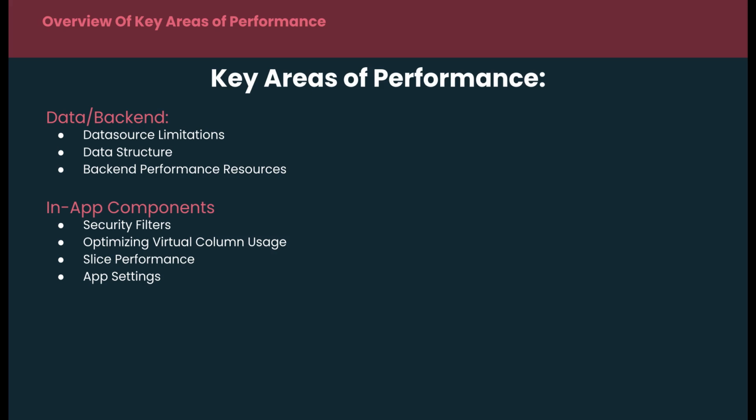So within the realm of data backend, we're going to hit data source limitations. We'll talk about data structures that are specific for how to optimize that performance. We'll talk about backend performance resources. And then within the in-app components, we will talk about security filters. We'll talk about optimizing virtual column usage. We'll talk about slices and how to optimize performance there. And then finally, we'll talk about app settings that you can change to increase app performance.